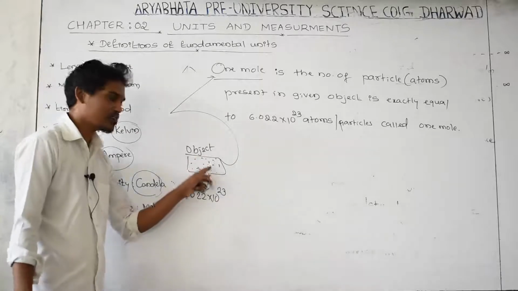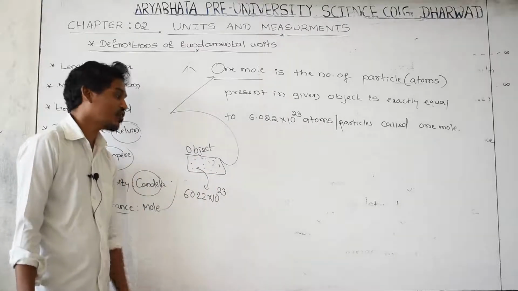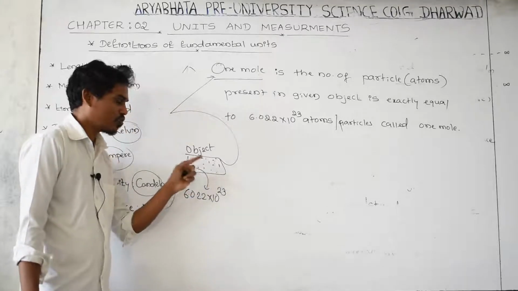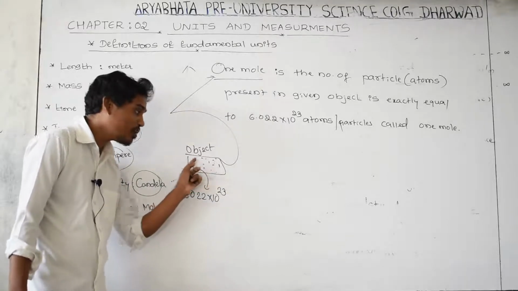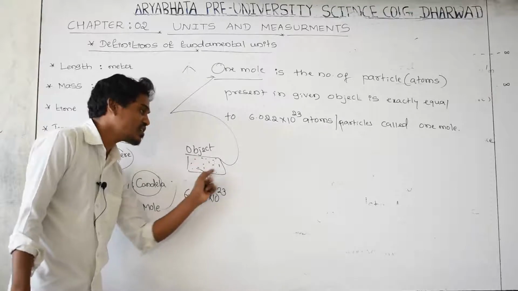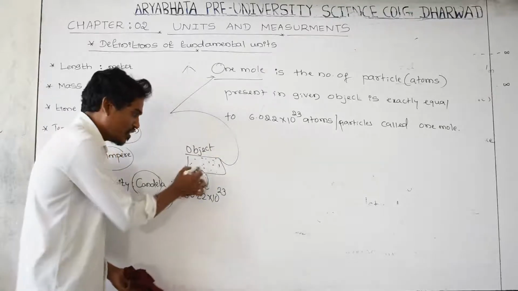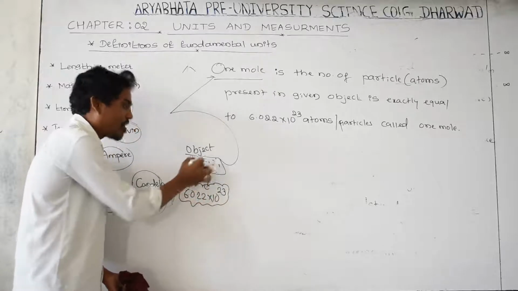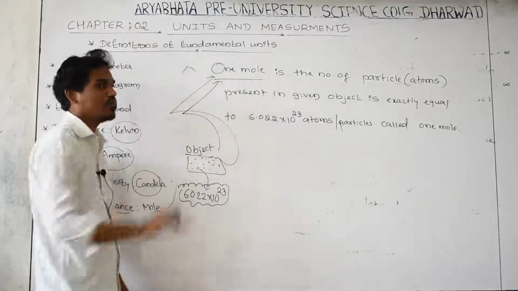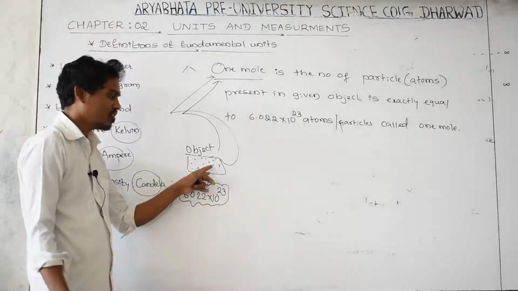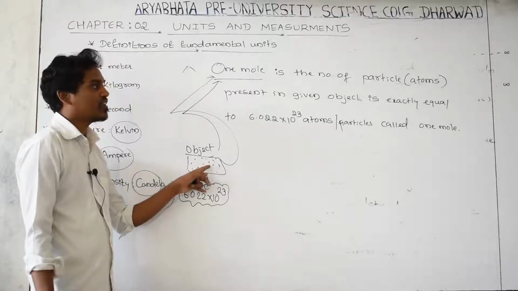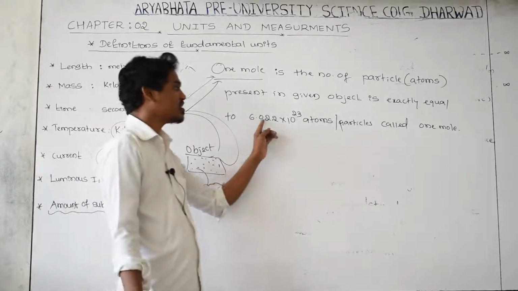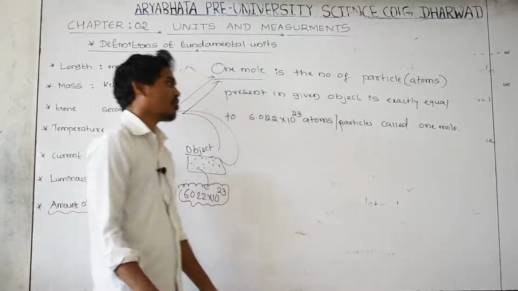Let us consider one object. Our intention is to count how many particles are there in the given object. After you count the particles, that is the atoms, inside the given object, if exactly this many particles are present, then what do we call this object? That is 1 mole. What is 1 mole? The 1 mole is nothing but the amount of substance having a number of particles equal to 6.022 into 10 to the power of 23 atoms.